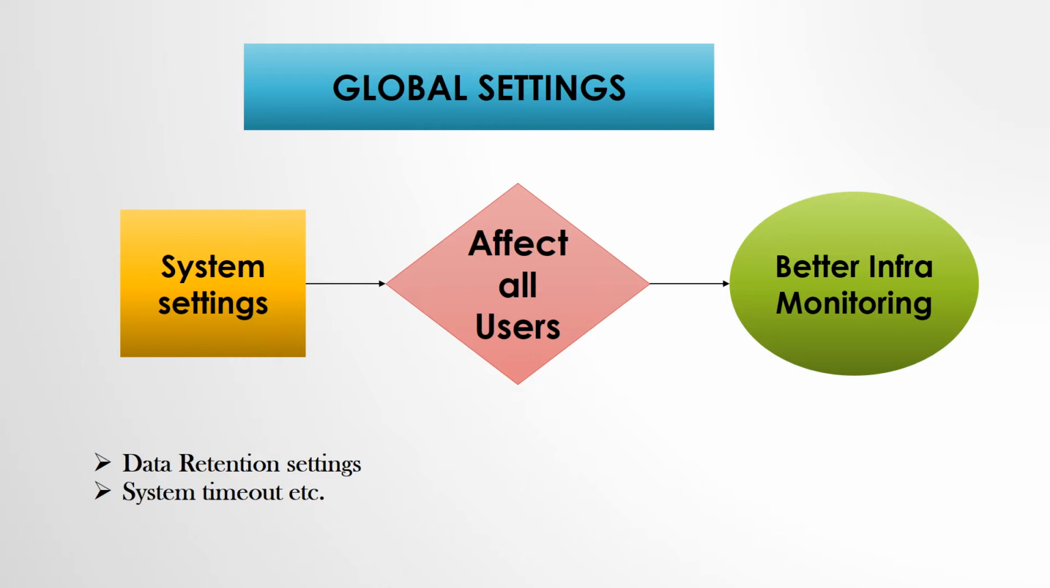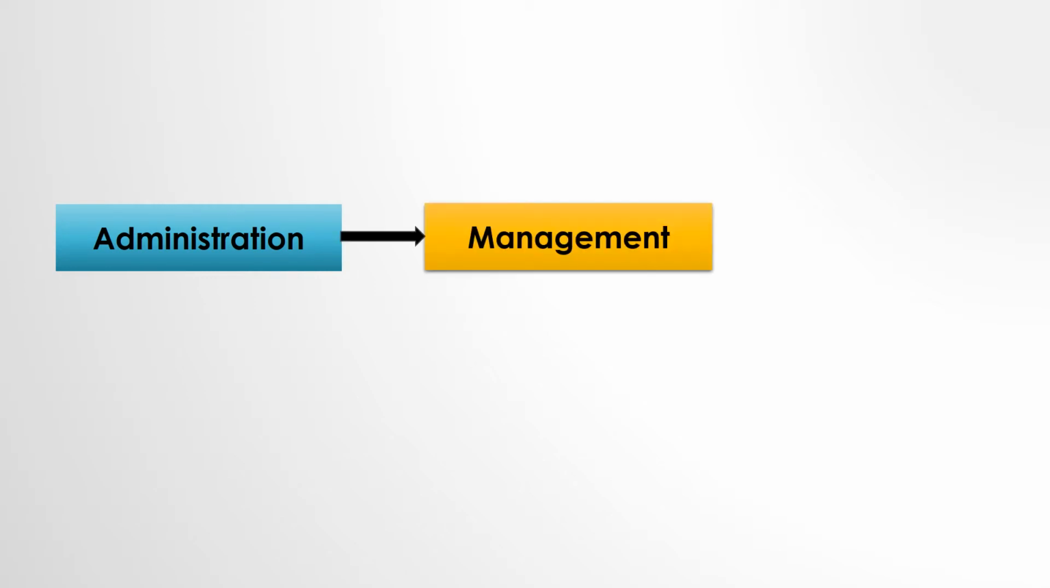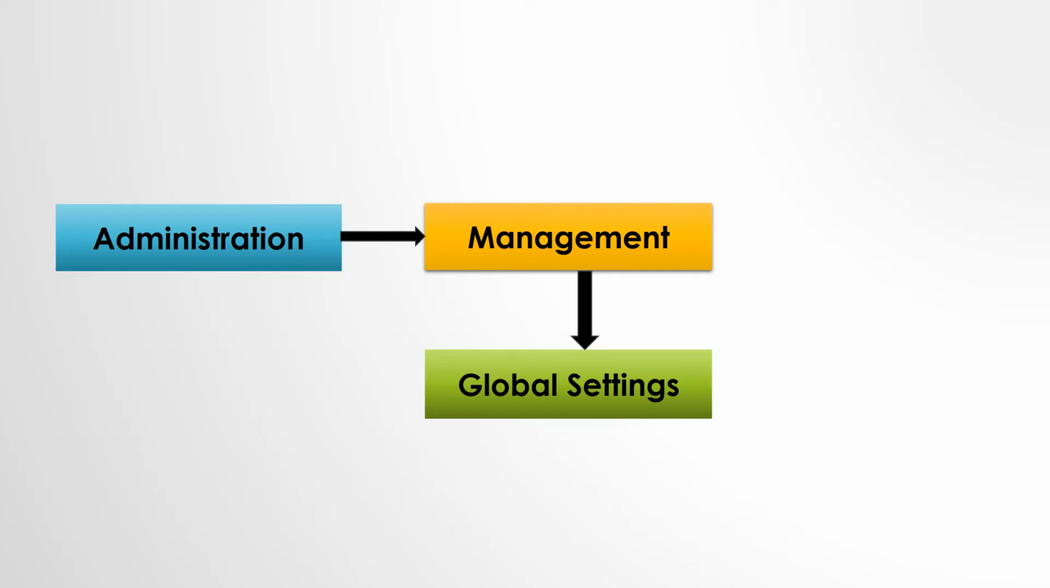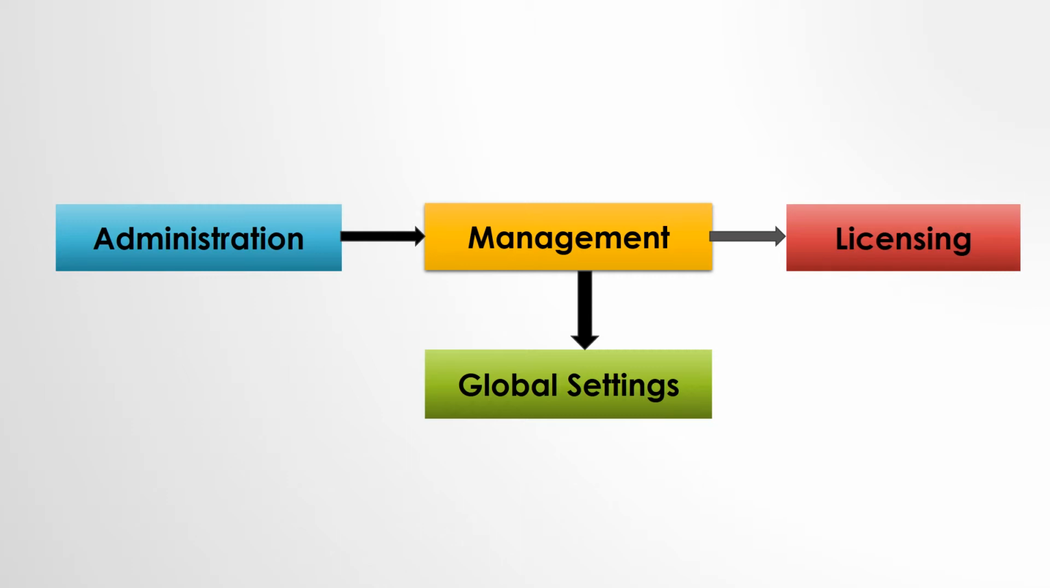Now, where to find the global settings in vROps? You need to go to the Administration tab and then select Management, and then you will see the option of global settings. Even licensing exists there, but we will talk about licensing later on.